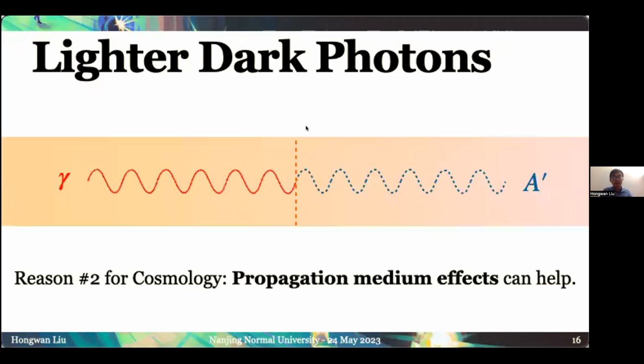The other thing I would say is that when you're in outer space and you have photons traveling through the universe, we know that the baryons in the universe are slightly ionized, and so they form a very weak and very sparse plasma. And this ends up giving us very interesting propagation medium effects that I will now describe in detail, that really can help us get conversions between photons and dark photons and makes cosmology a very beneficial way in which to look for such conversions.